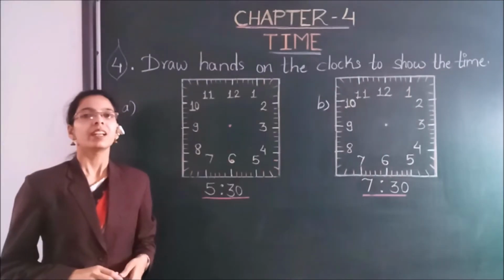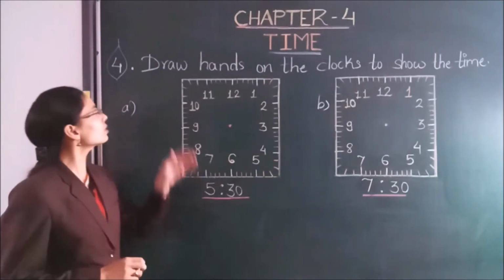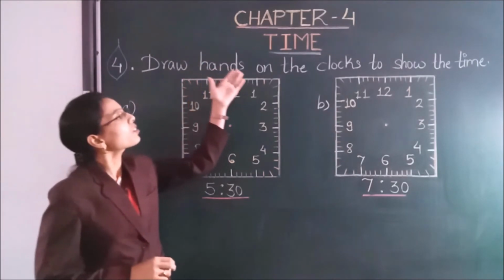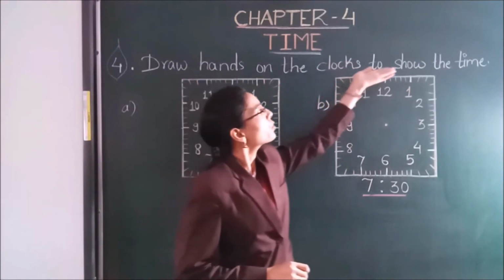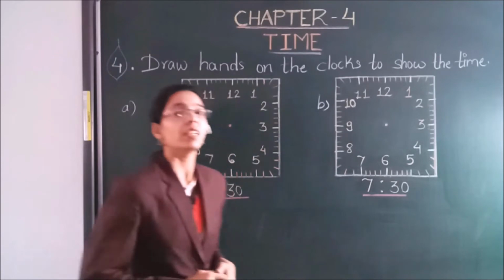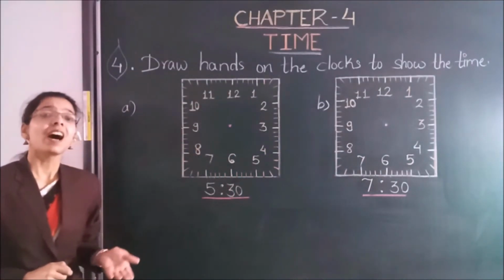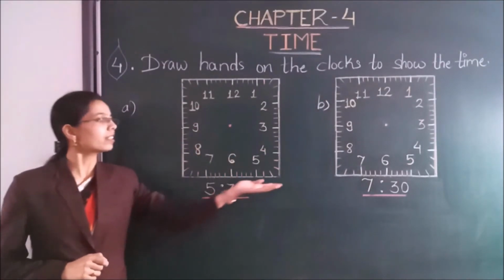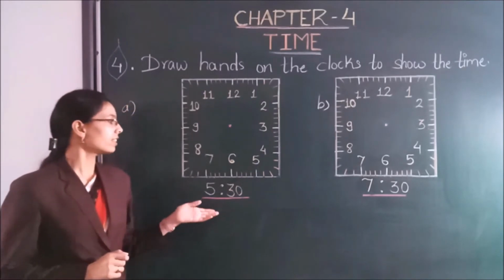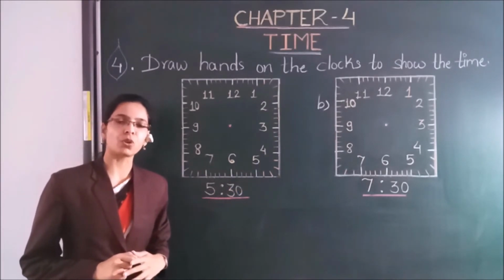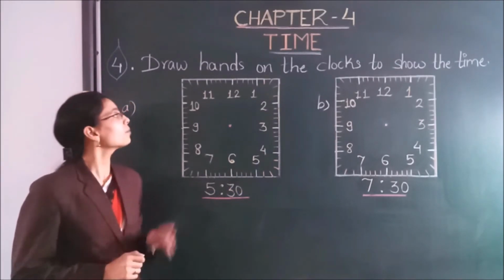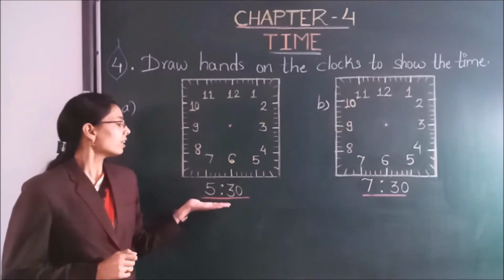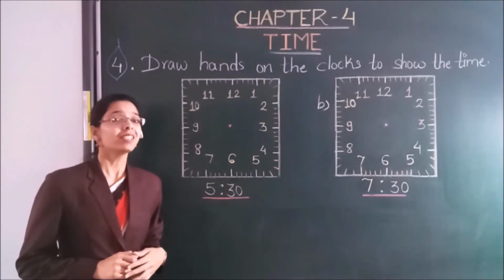Understood? Now children, question number 4. Draw hands on the clocks to show the time. Here we have to draw the hands to show this timing. Okay, these timings are given. We have to draw only hands. Okay, so look here. First one, the time is 5:30.